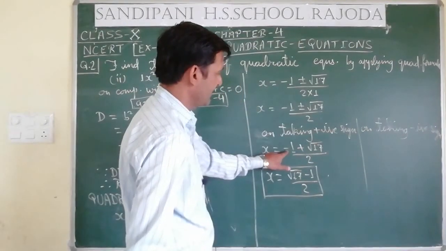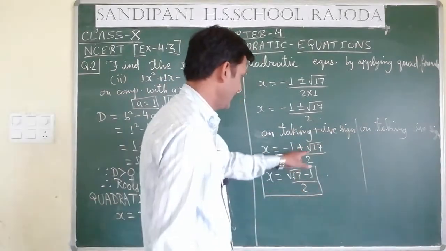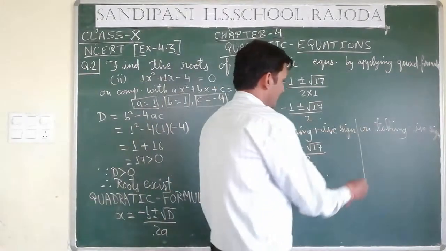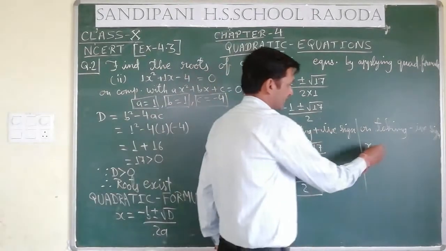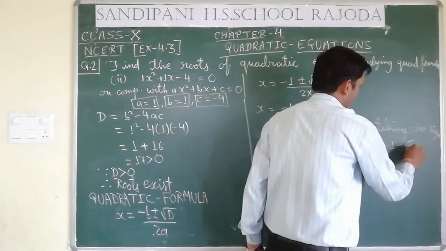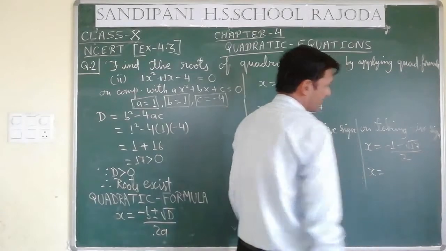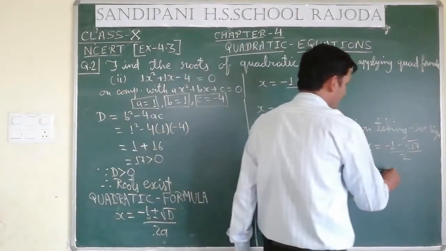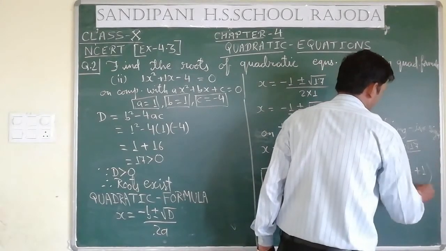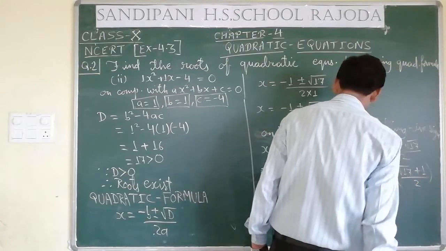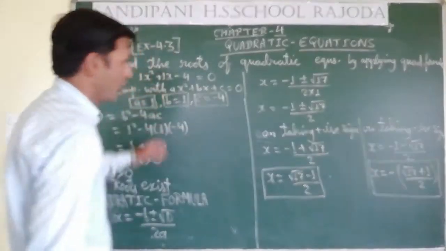Because this minus sign is there, we may shift it afterwards as a second term, and positive term is written in front. So on taking negative sign, this will become minus 1 minus root 17. So x is equal to minus 1 minus root 17 upon 2. So you may take minus sign common from here. If you take minus sign common, both will become positive. It will become root 17 plus 1 upon 2. So these are the two answers of our quadratic equation, or two roots we can say.